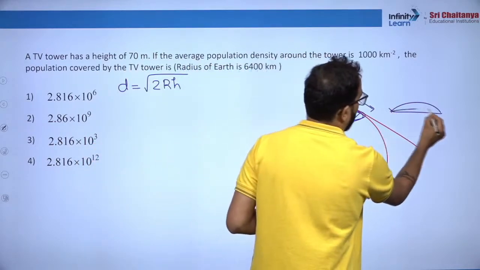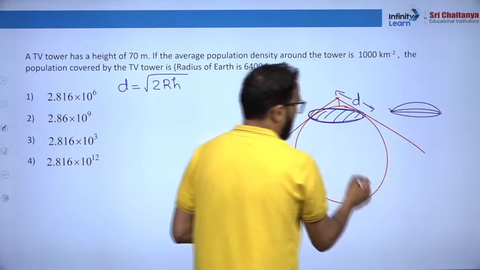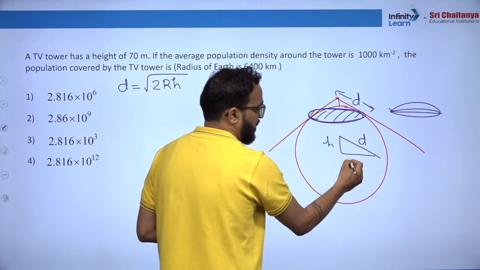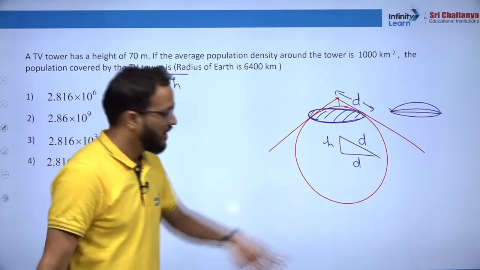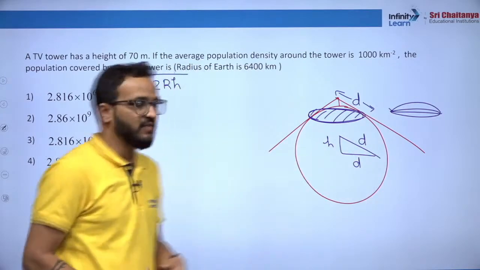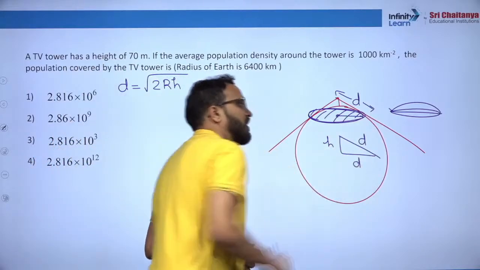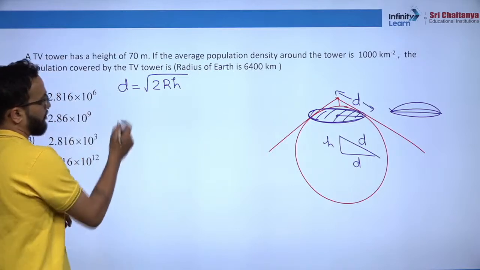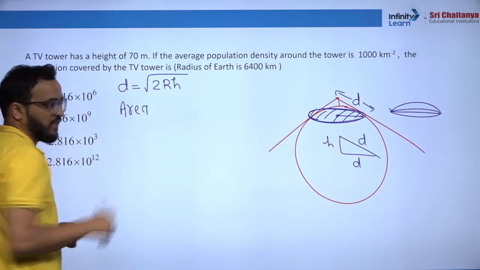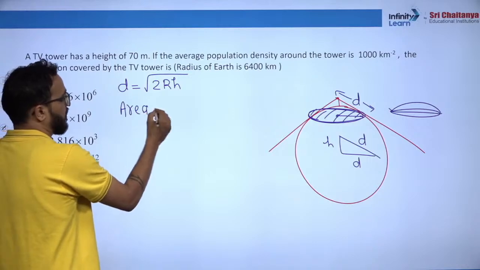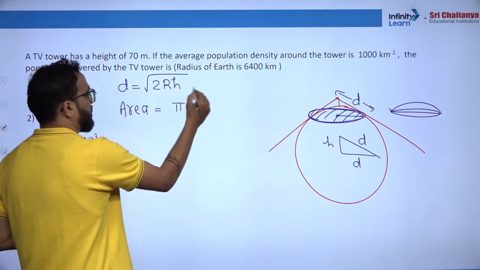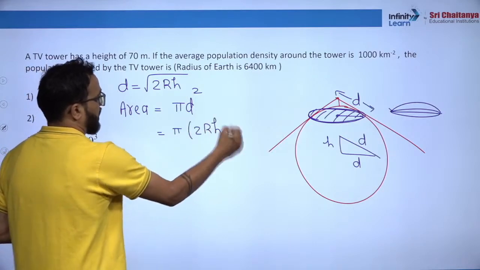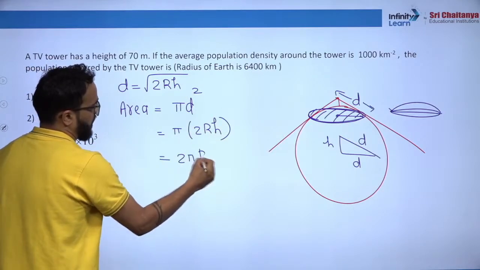But we can say that if this is D and this H is very less, this is also D. This base can also be equal to D if H is very less. So this radius is D. So we will say the total area for which we are considering the population in this question is going to be pi D square, right? So it is going to be pi into 2RH. So the answer will be 2 pi RH.